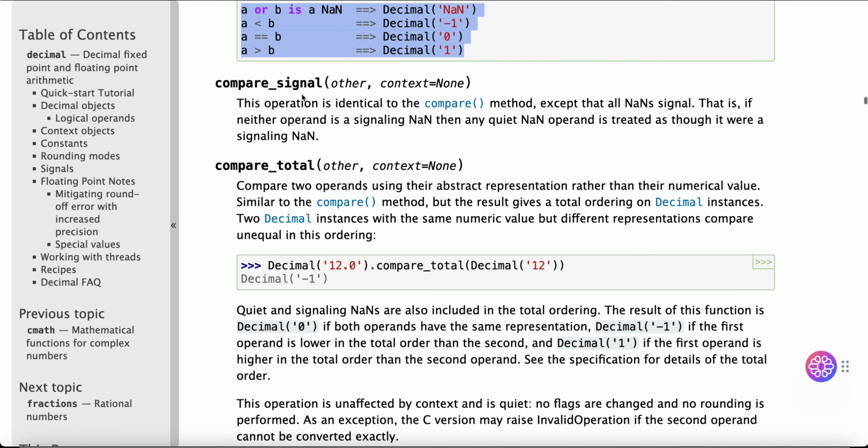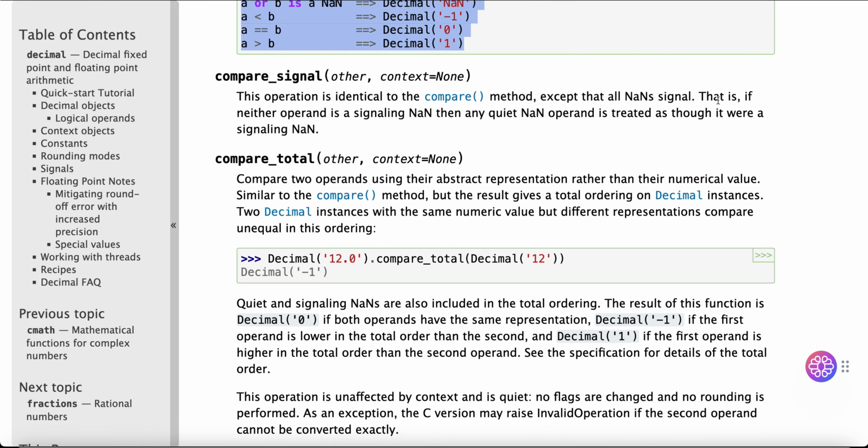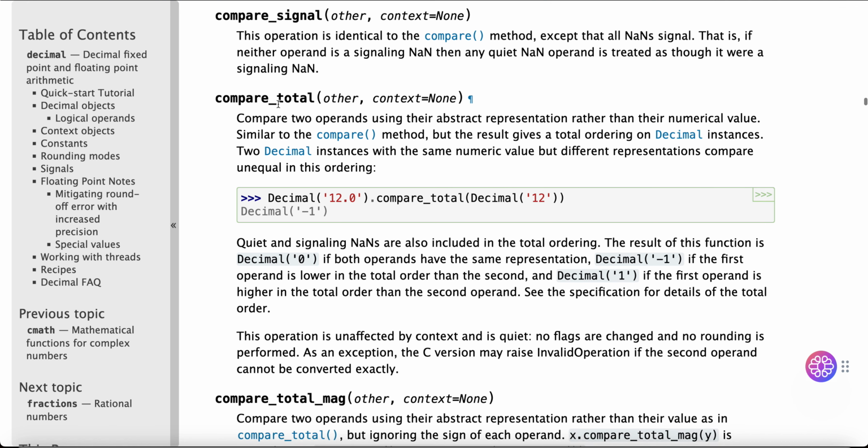Compare signal, other, context equal to None. This operation is identical to the compare method except that all NaNs signal. That is, if neither operand is a signaling NaN, then any quiet NaN operand is treated as though it were a signaling NaN.